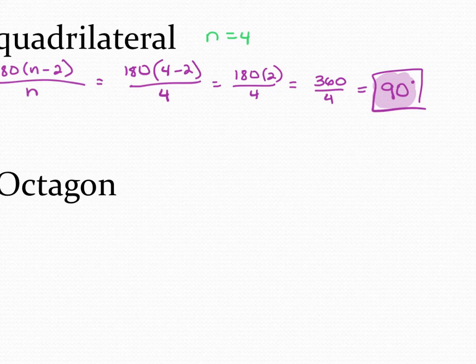What's a regular quadrilateral? Has another name. A square, good, right? So it makes sense that it would be 90 degrees, right? Because all the angles would be 90 degrees inside the square. All right, you do the next one.